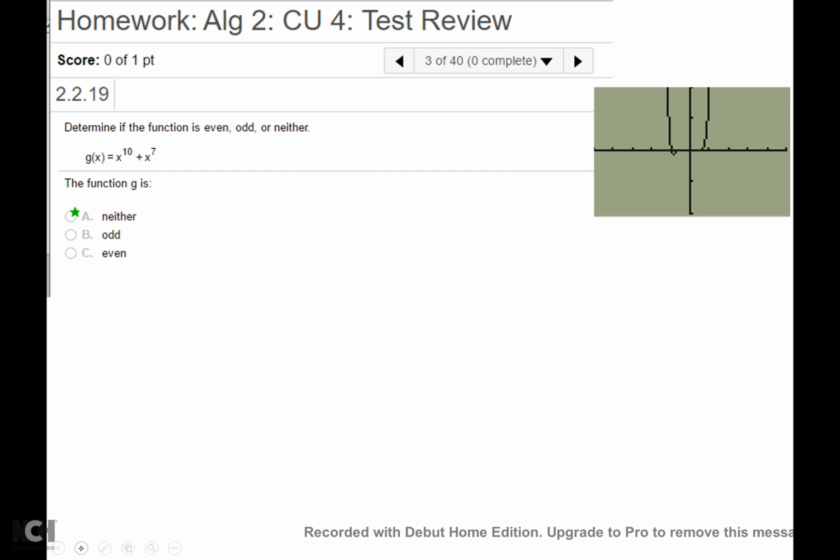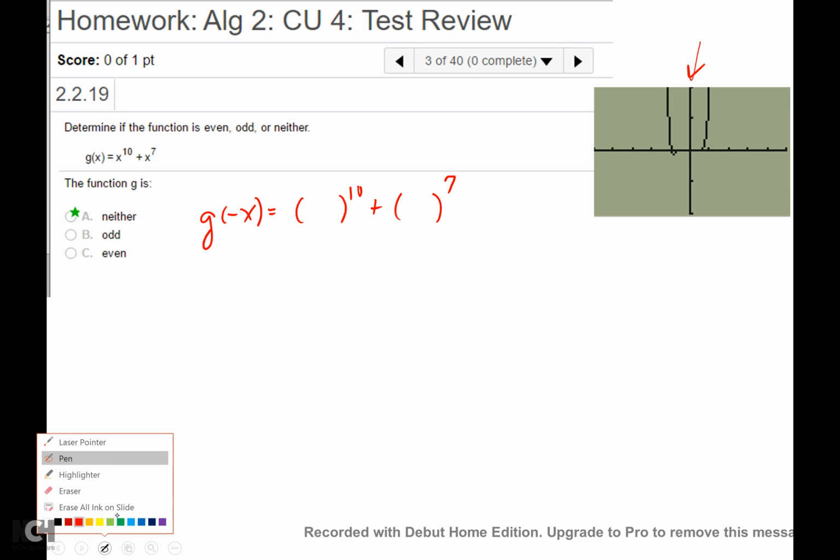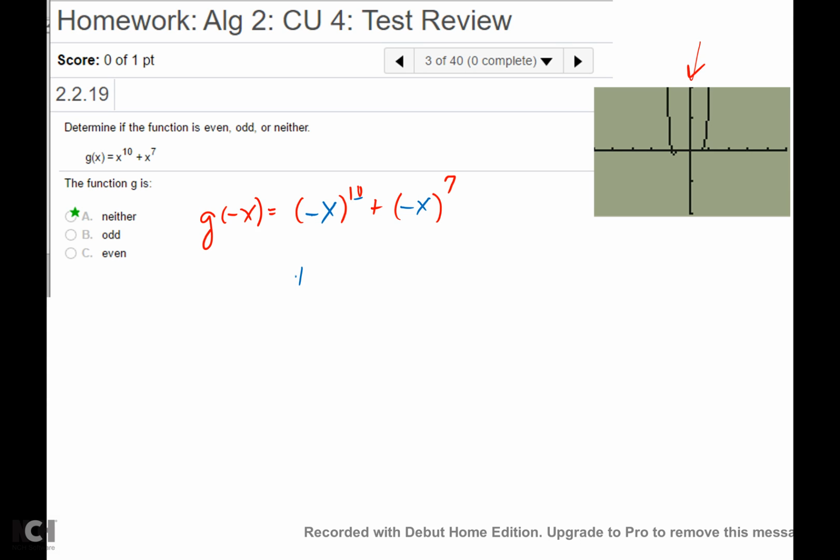All right, it says determine if the function is even, odd, or neither. Now, of course, on your QB exam, you won't have the graphing calculator to check it, but what you do is you find g of negative x, which means you change all of the x's to negative x's, and you see what's going to happen. An even number of negatives is going to turn that positive. An odd number of negatives is going to make that odd.